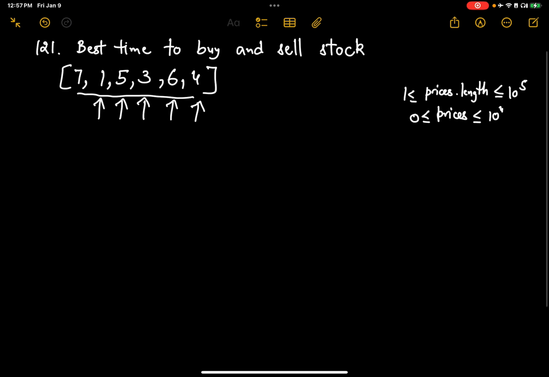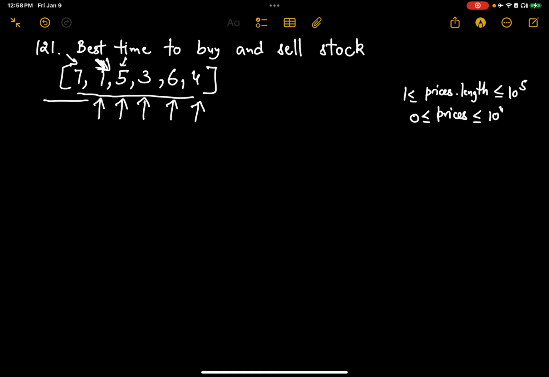When I'm selling on this day, I'll try to see when I should buy. So I have to buy before, right? So if I buy here, I'll be buying at the cost of 7. I'll be selling at the cost of 1. So my profit would be minus 6. So it doesn't make sense to do that transaction, right? We should only do that transaction if we are earning something, if the profit is positive.